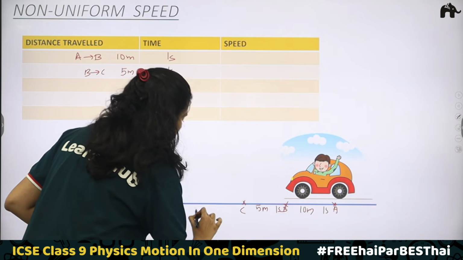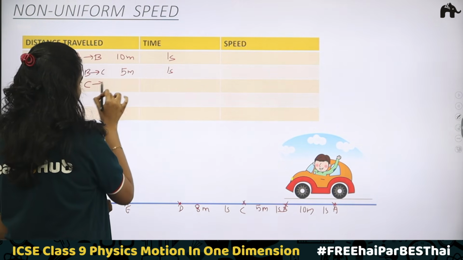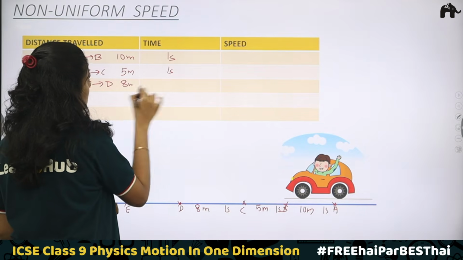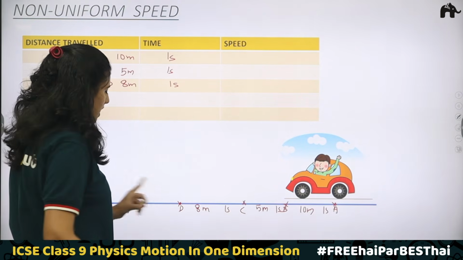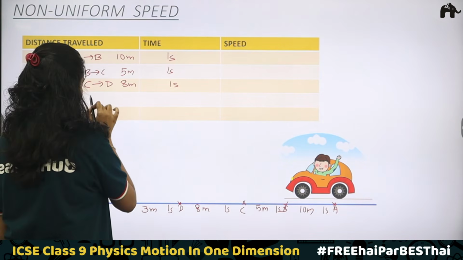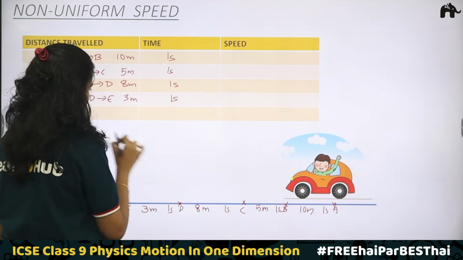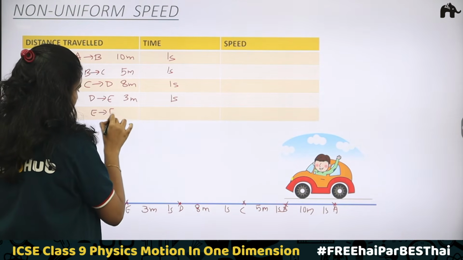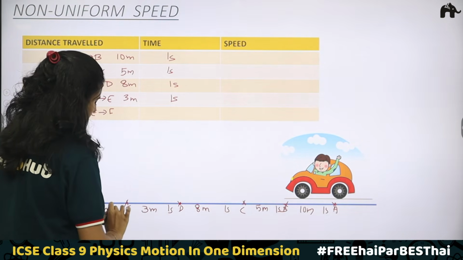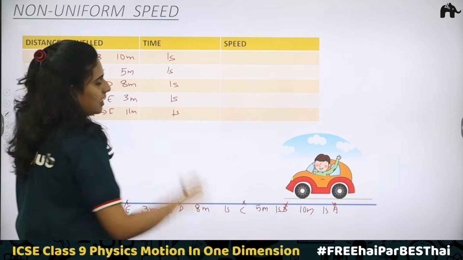Next, C to D he travels 8 meters in 1 second. D to E, he travels just 3 meters in 1 second. And E to F, he travels 11 meters in the next 1 second.